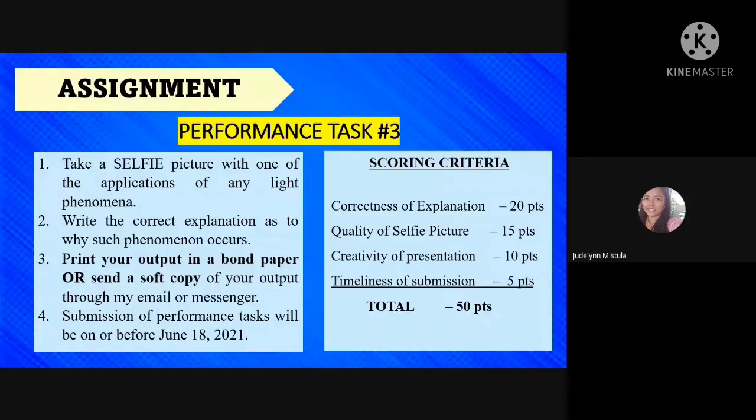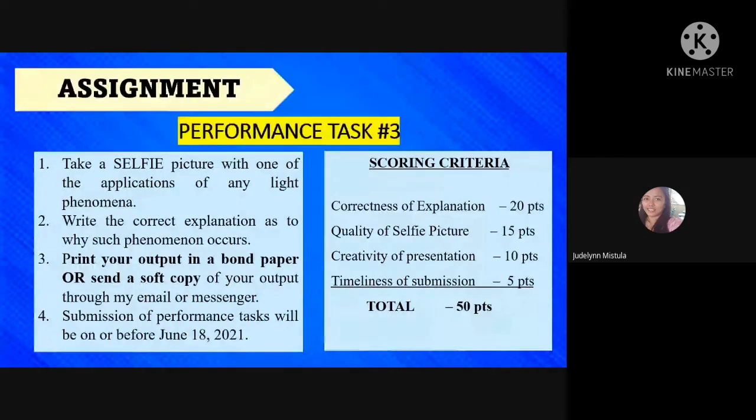Congratulations! For your assignment, I want you to do performance task number 3. First, you have to take a selfie picture with one of the applications of any light phenomena. Second, write the correct explanation as to why such phenomenon occurs. Remember that during the discussion in this video lesson, I have just presented the different light phenomena, but I have not explained in detail why such phenomenon occurs. So that will be your task for performance task number 3.